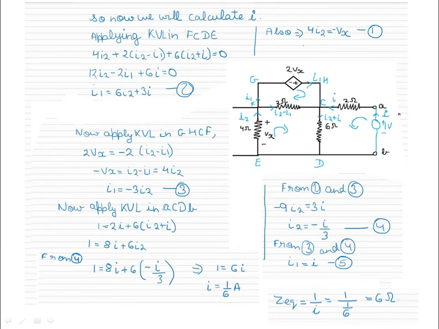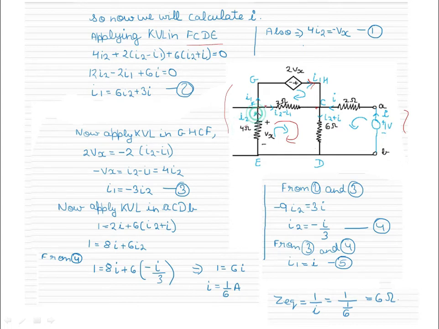Now since you know the concept, this is just the equations. So first we'll apply KVL in FCDE. Where is FCDE? This is FCDE. So we are going to apply KVL here. We have made some assumptions here, like current I1 is flowing in this direction. You can choose any direction; I'm choosing the direction according to my convenience. So I1 is flowing in this direction and I2 is flowing here in this direction.